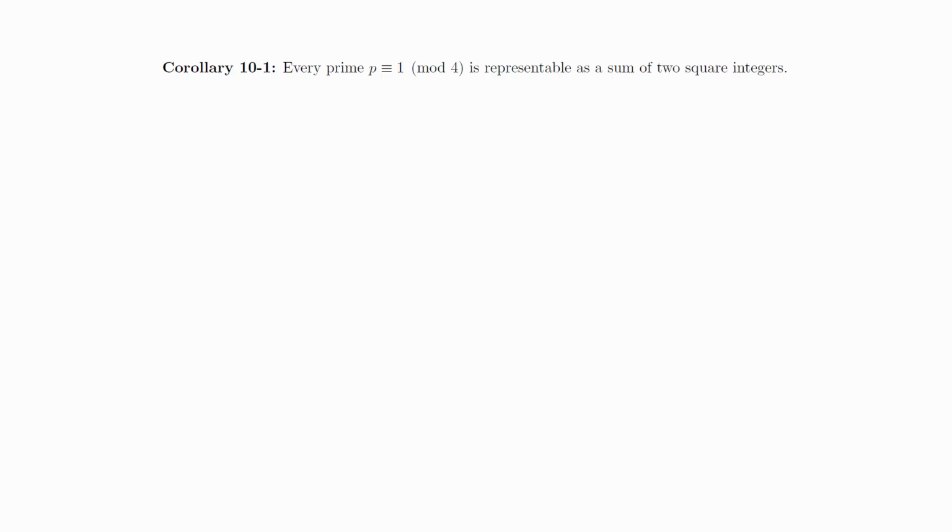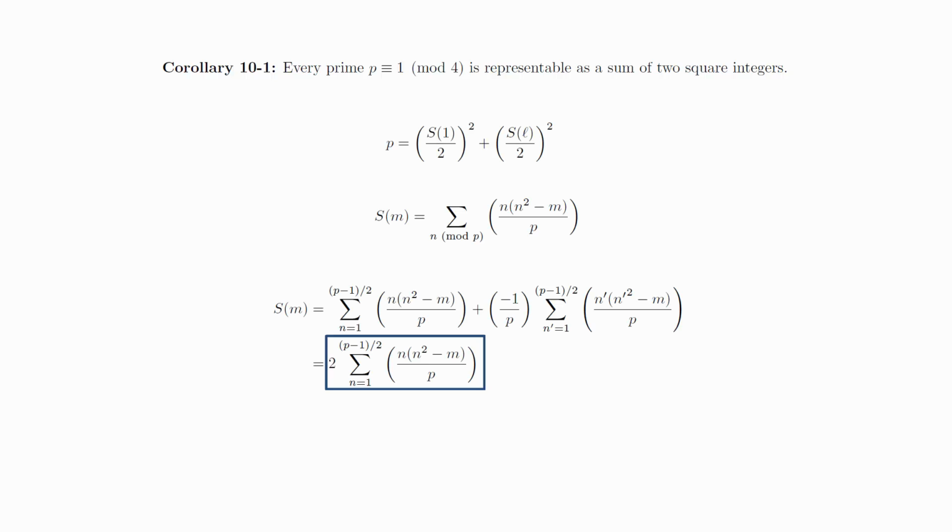This calculation also gives us an important corollary. Corollary: every prime p congruent to 1 modulo 4 is representable as the sum of two square integers. In fact, we even have an explicit formula for this. The only observation we need to make is that s of m is always even, which means that these quantities are always integers.